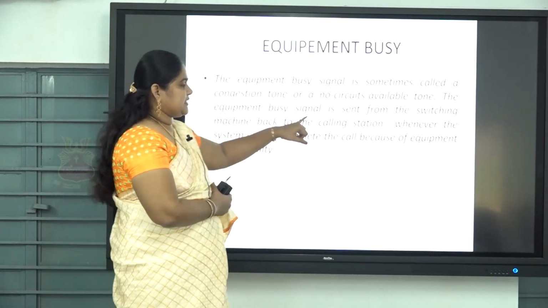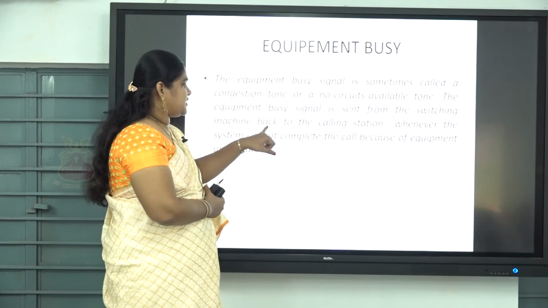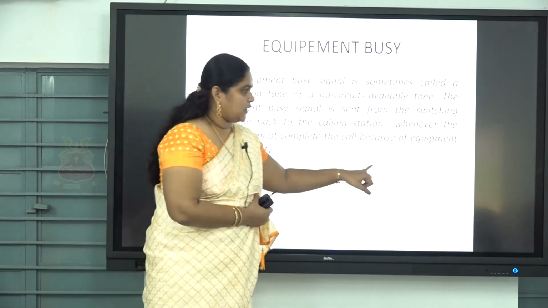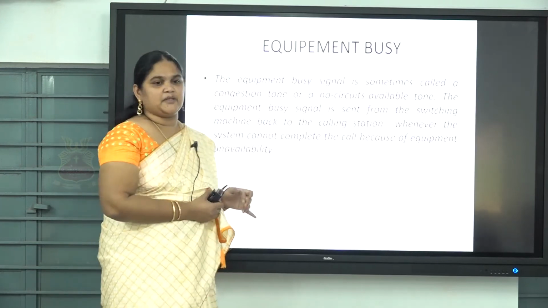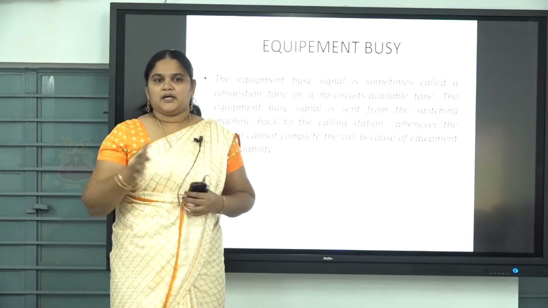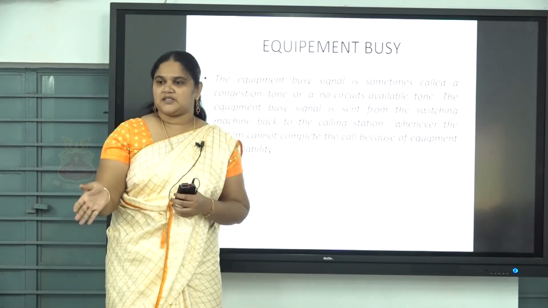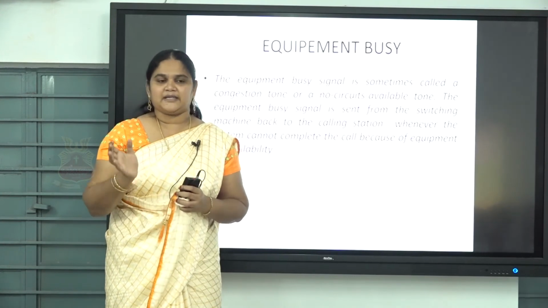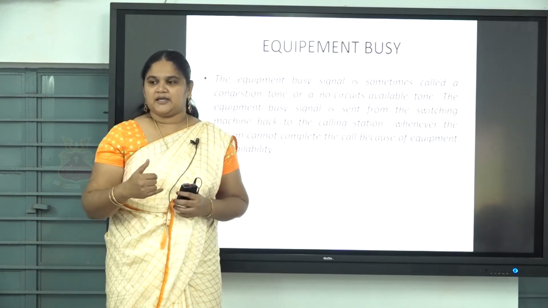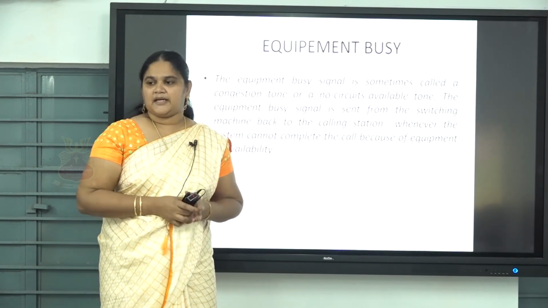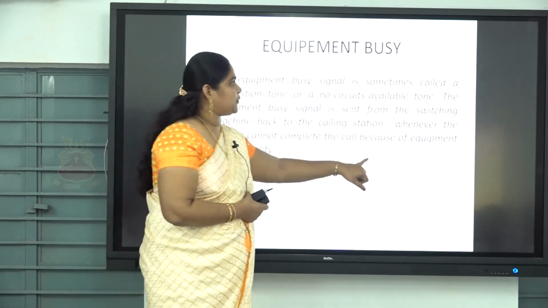The equipment busy signal is sent from the switching machine back to the calling station whenever the system cannot complete the call because of equipment unavailability. Means if I am going to make a call to one person, in between there will be a switching station, but that switching station is not available at that time. So I can hear a congestion tone or no circuits available tone. That is called equipment busy.